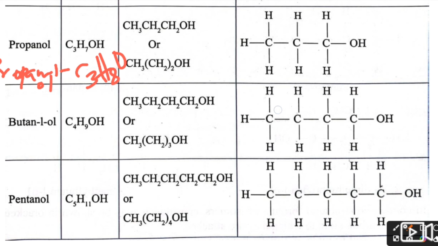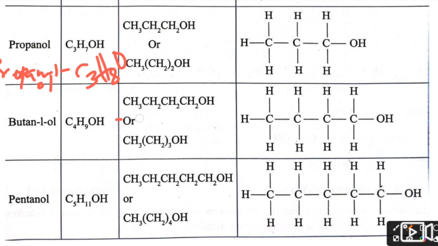Let's come to the condensed structural formula. We can ask ourselves, the first carbon, how many hydrogens is it attached to? That's 3, so we have CH3. What about the second carbon? It's attached to 2 hydrogens, that's CH2. What about the third carbon? It's attached to 2 hydrogens. The fourth carbon is attached to 2 hydrogens. Then we're ending with the functional group like that.